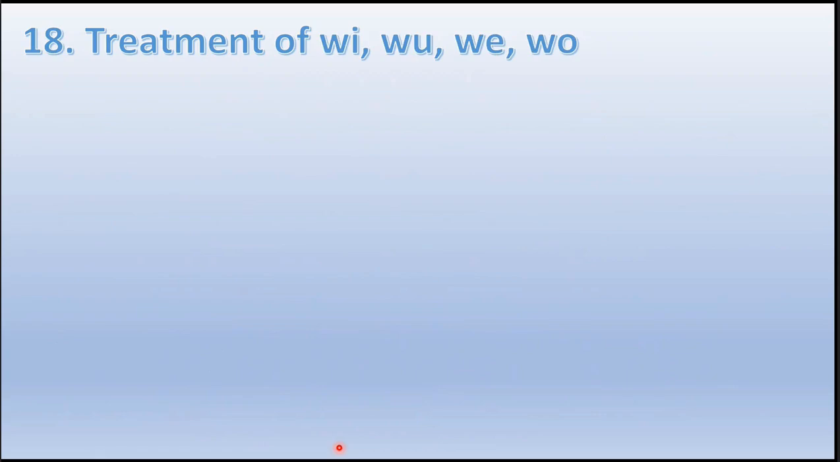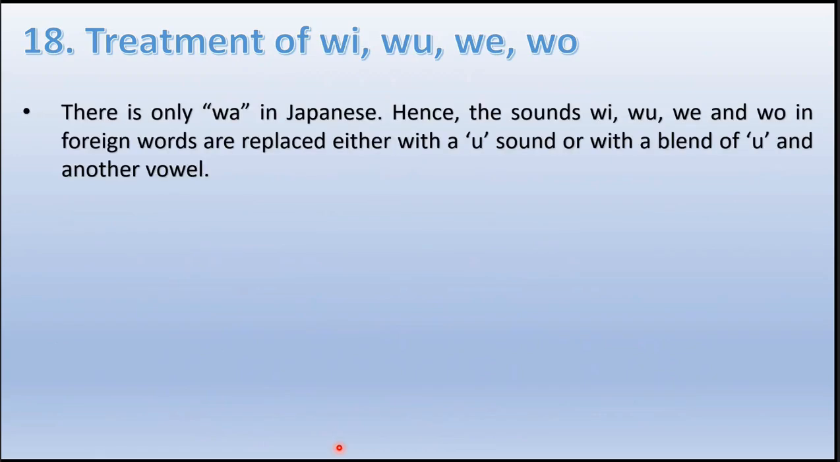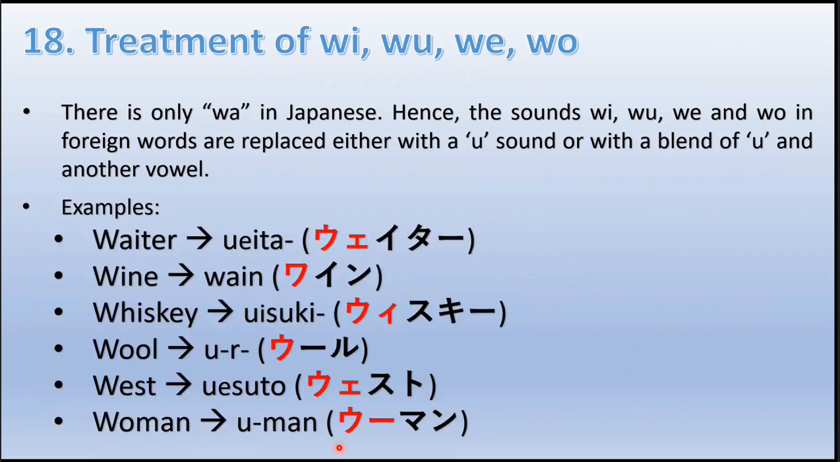Next, we have rule number 18, treatment of we, wu, wi, wo. We know that there is only the wa sound in Japanese. Hence, the sounds we, wu, wi, and wo in foreign words are replaced either with a u sound or with a blend of u and another vowel. Examples: waiter becomes ueta, wine becomes wain.